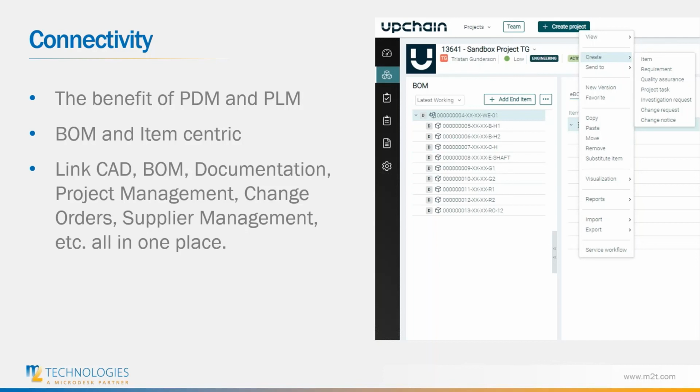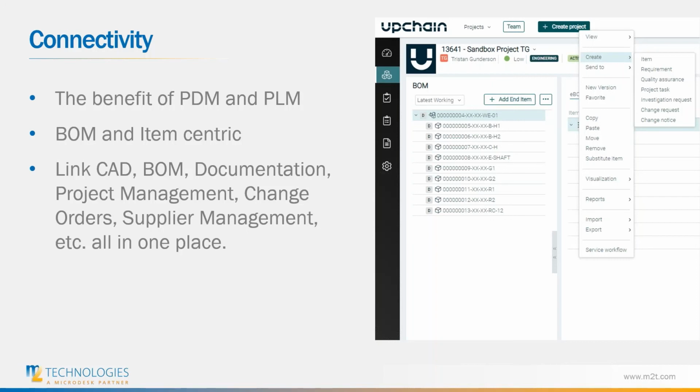And at the center of all of this is the bill of materials and the items. From the bill of materials tab, you can access almost all relevant information to a project. Any tasks, document, business processes that are relevant can be connected to the items in this bill of material and accessed directly from them. You can see just by clicking on an item, you're able to quickly access the viewer.